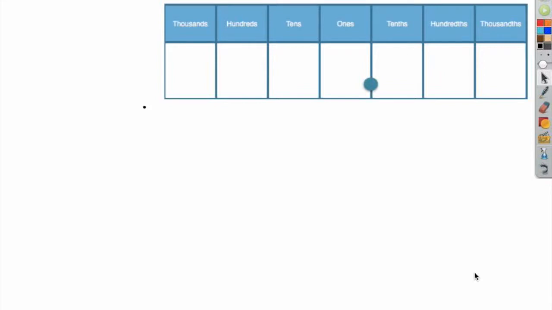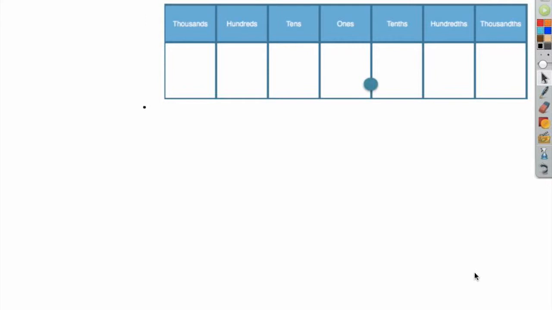Okay, today we're going to be talking about the place value of decimals and how to write them in expanded form and how to take a word form of a number and put it in standard form. First of all, let's look at our place value chart.